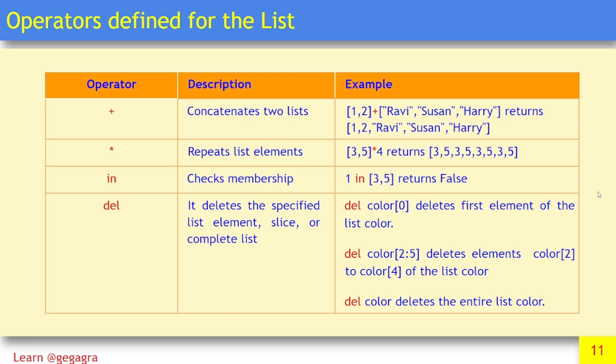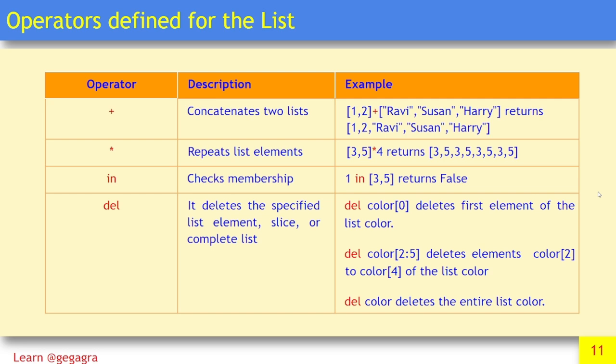and it returns false because 1 is not present in this list. And if you apply the del function, what does del do? If you apply del color 0, it deletes the first element of the list color. So I have a list color, and whichever element is on index 0 will be deleted. Del color 2 colon 5 means it deletes the elements at index 2, 3, and 4 of the list color. And when you apply del color, it will delete the entire color list.